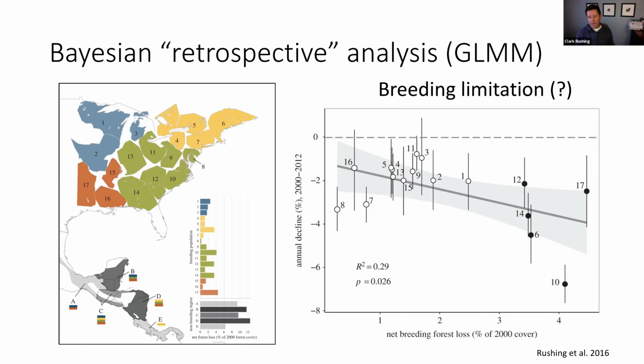Now, of course, there's a lot of unexplained variation in this figure, and modeling this as a linear relationship may not be the best way to do it, but this is at least suggestive that in some of these populations, particularly the ones that have lost a lot of breeding habitat, those areas may be breeding limited. So again, this I think is more or less in line with a lot of what Kaz found, in that some of the populations may be winter limited, some of them may be breeding limited.